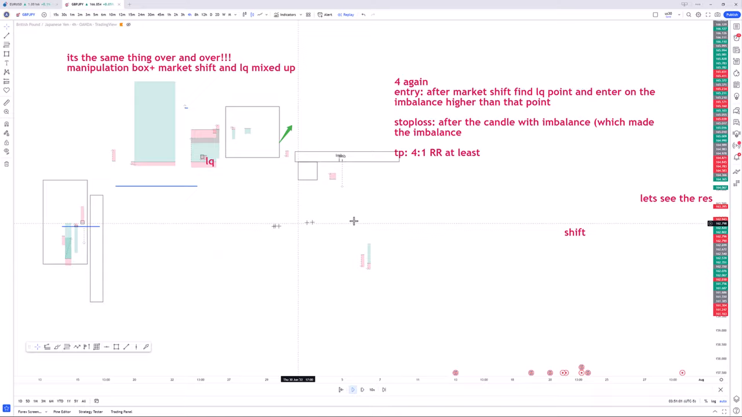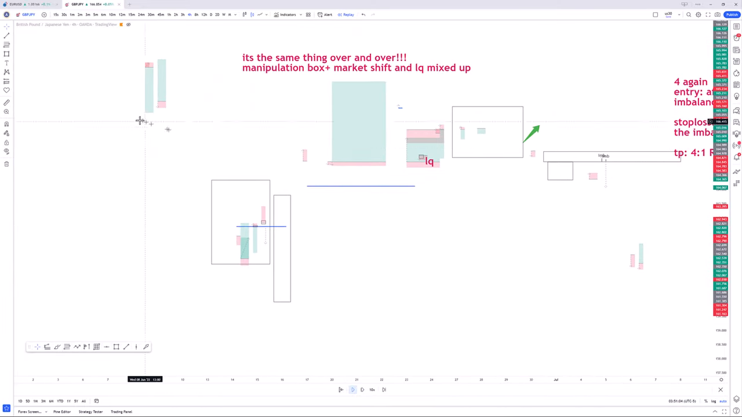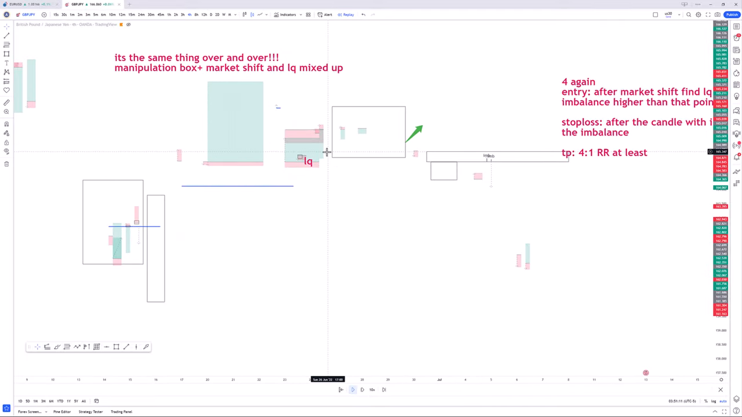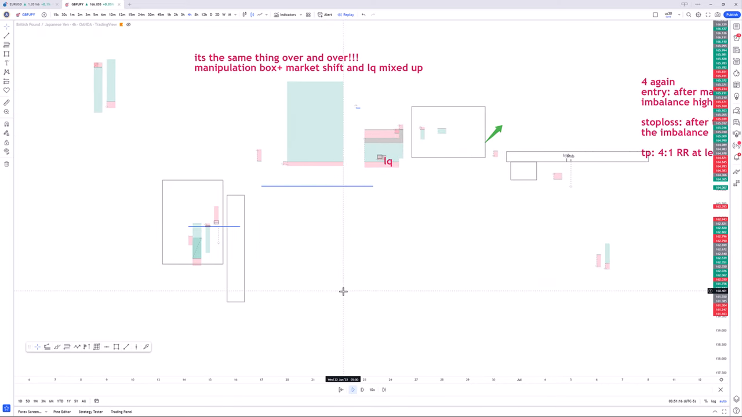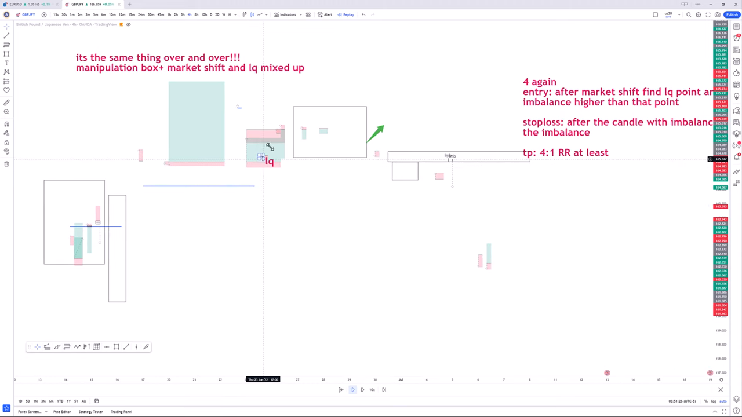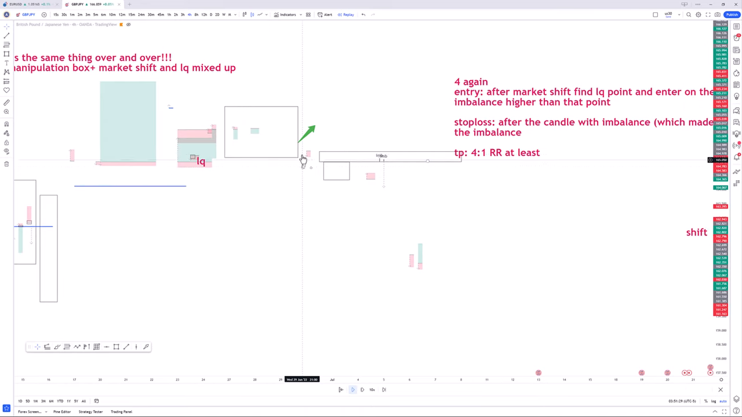Let's see the green boxes. We have 1, 2, 3, 4, 5, 6, 7, it's another one here, 7, 8, 9, 10 green boxes. And stop losses, 1, 2, 3, 4, this little stop loss, 5, 6, 7, 8, 9 stop losses. We have 4 to 1 reward to risk ratio. So we have 10 profitable trades.